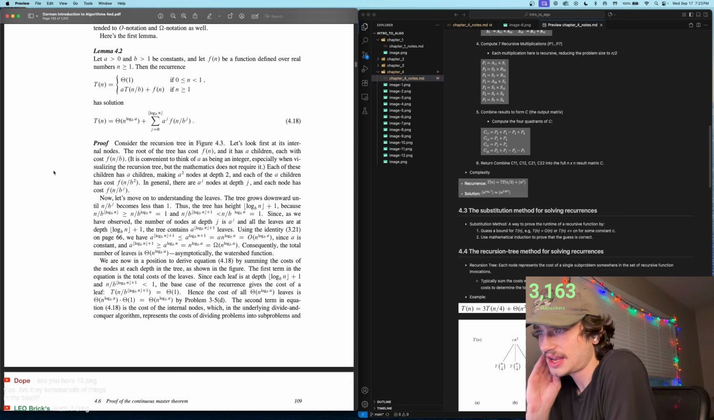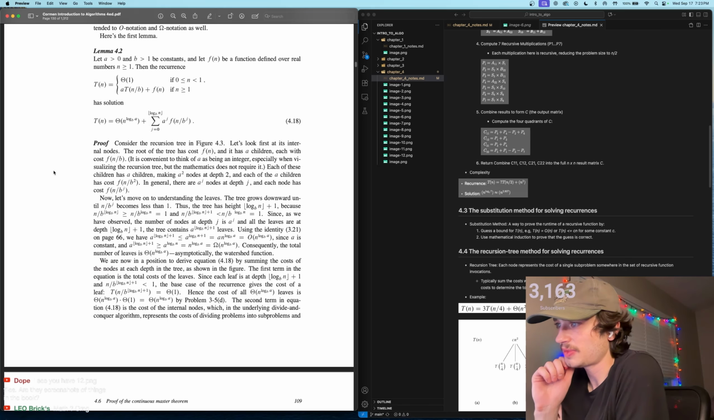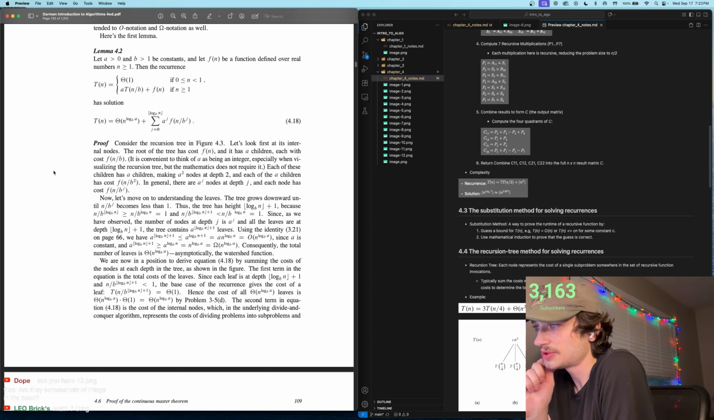Since a is a constant and a to the power of floor(log base b of n) plus 1 is greater than or equal to a to the power of log base b of n, which equals n to the power of log base b of a, which equals big omega of n to the power of log base b of a. Consequently, the total number of leaves is big theta of n to the power of log base b of a, asymptotically the watershed function.